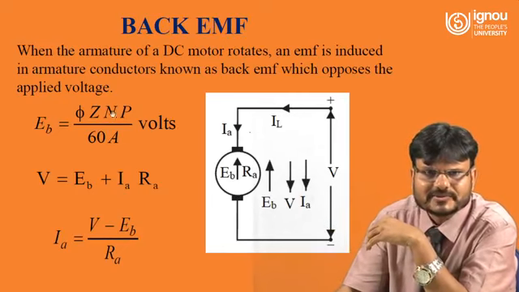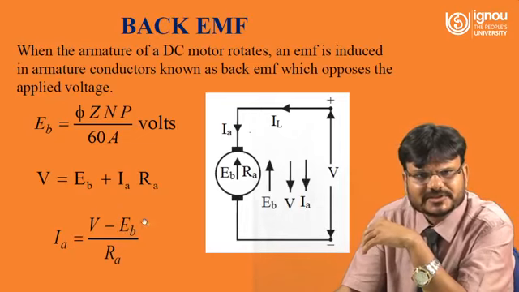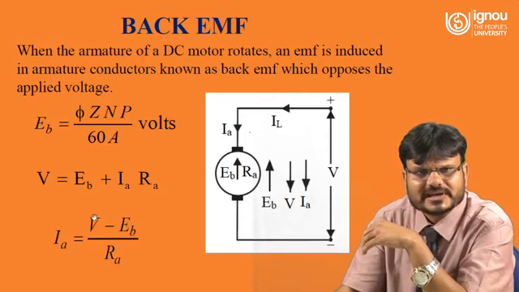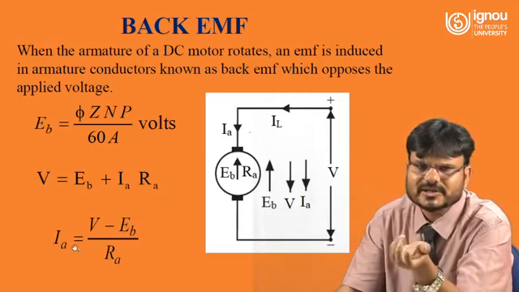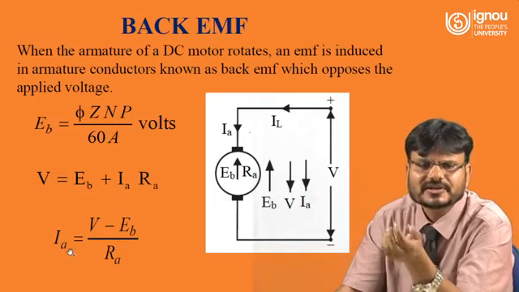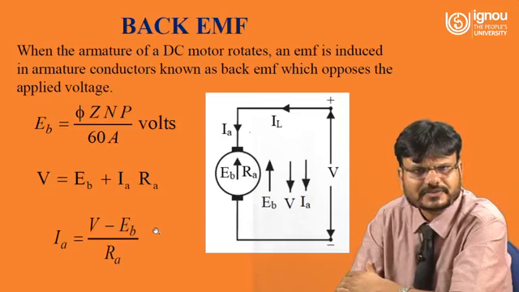So as speed increases, the value of the back EMF will increase. As the back EMF increases, V minus Eb will be reduced. So V minus Eb is reduced, which means the armature current will be reduced. How the DC starter works will be discussed in the next lecture.